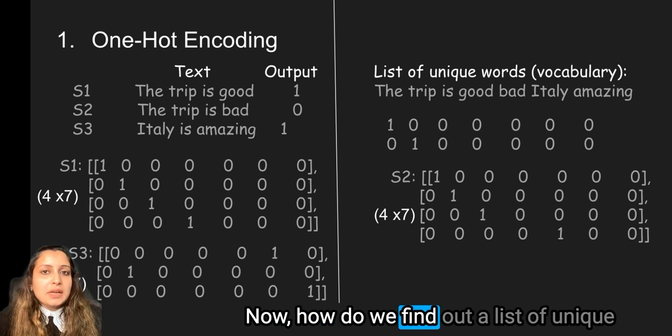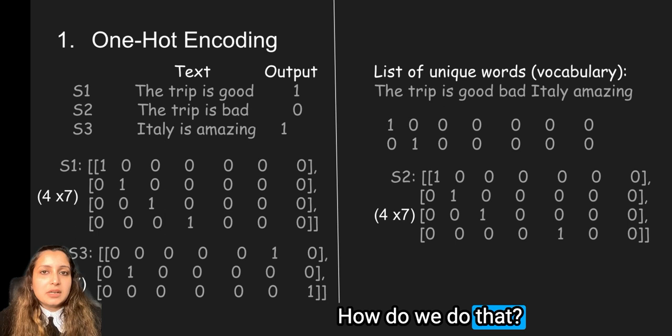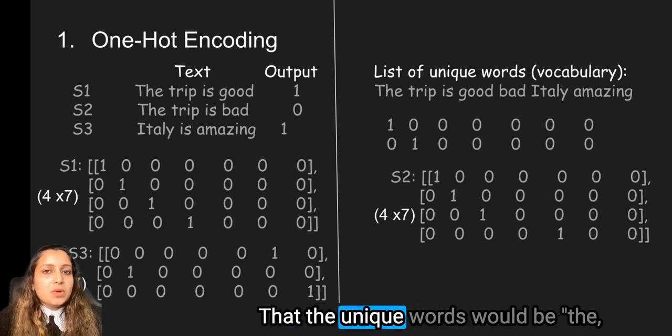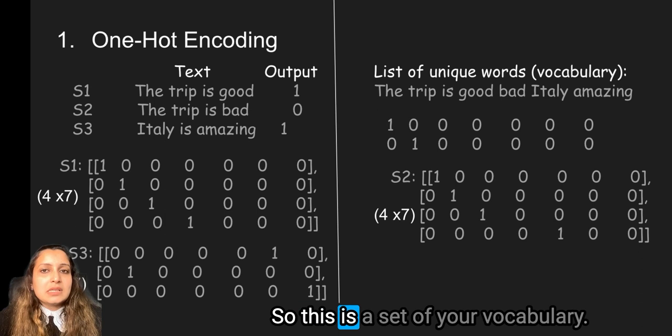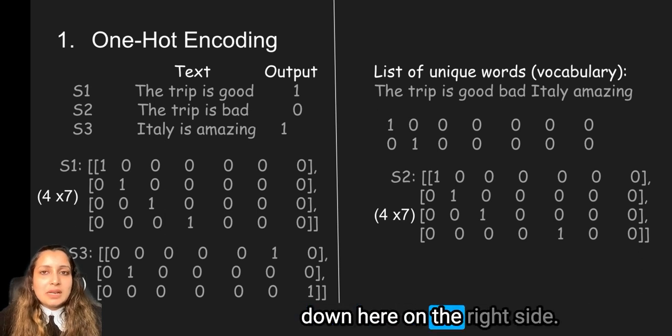Now how do we find out a list of unique vocabulary using one-hot encoding? How do we do that? So on the right side you can see here that the unique words would be the, trip, is, good, bad, Italy, amazing. These are the unique words. So this is a set of your vocabulary. So I'm just writing them down here on the right side.